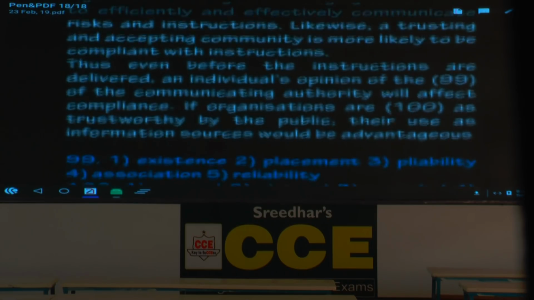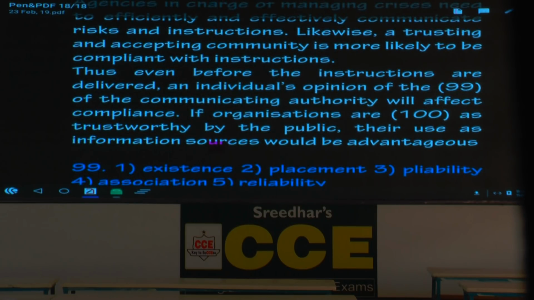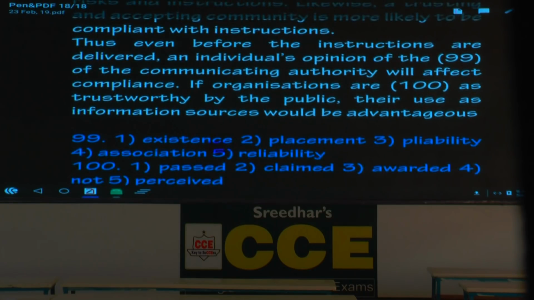Next, 99, what is it? Thus, even before the instructions are delivered, an individual's opinion of the existence, placement, pliability, association, reliability. What is the answer? Fifth option. Reliability of the communicating authority will affect compliance. Beyond any doubt, reliability. If organizations are passed, claimed, awarded, not perceived. Here we use the word perceive. Perceived as trustworthy. Then what is the answer here? The fifth option, perceived. I'm sorry, I have to stop here. Thank you.